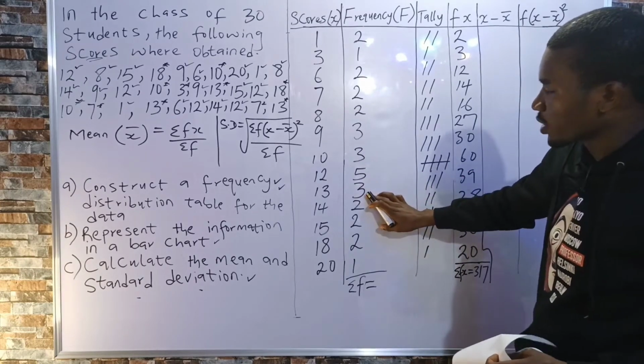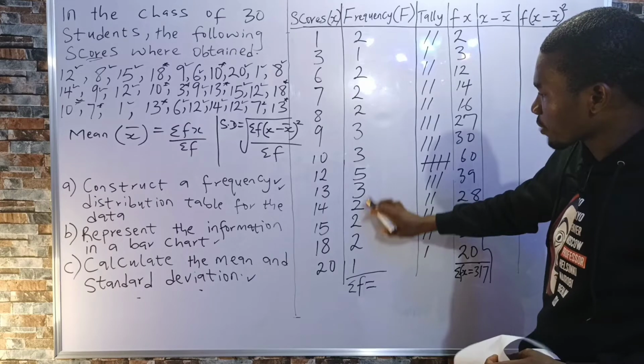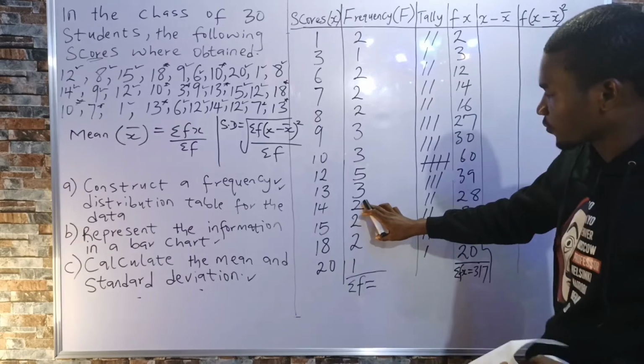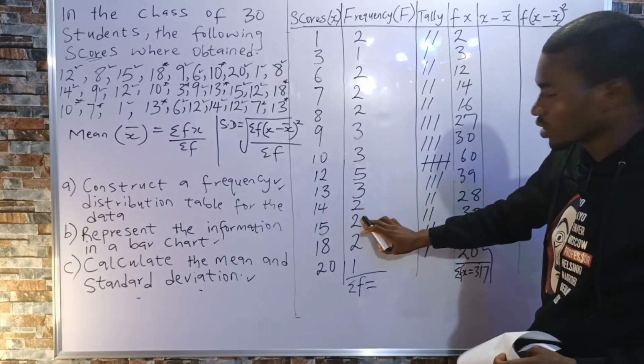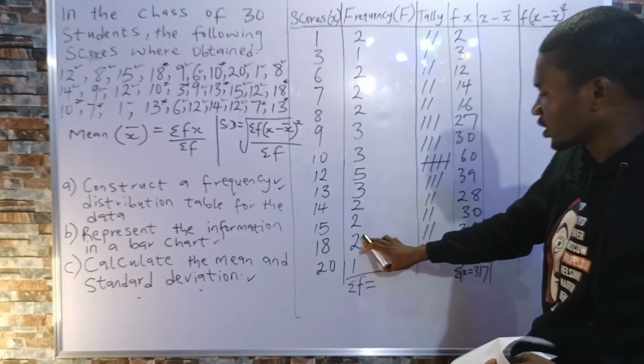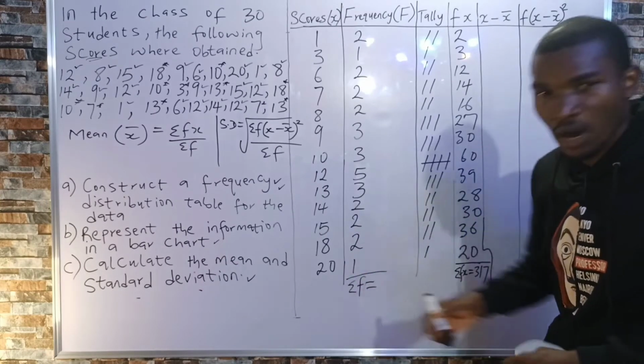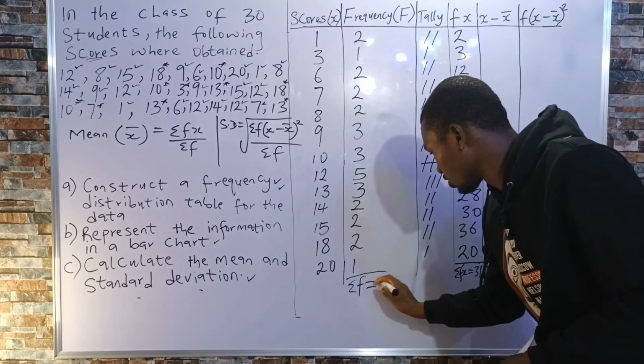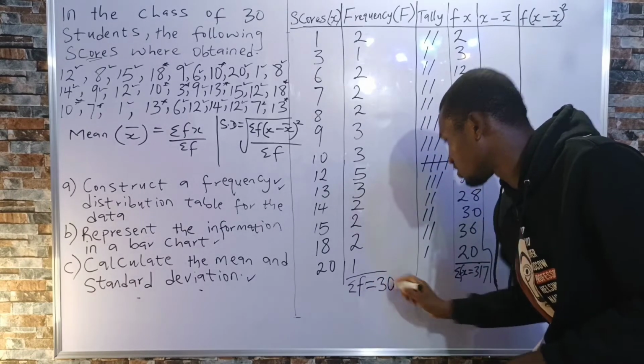20 plus 3 will give us 23. 23 plus 2 will give us 25. 25 plus 2 will give us 27. 27 plus 2 will give us 29. And 29 plus 1 will give us 30. So the summation of our frequency is 30.